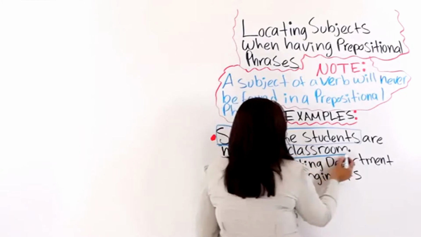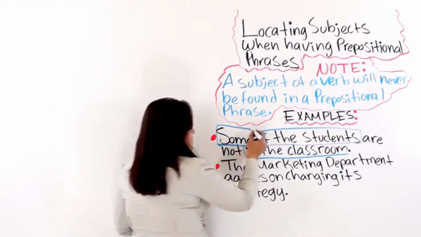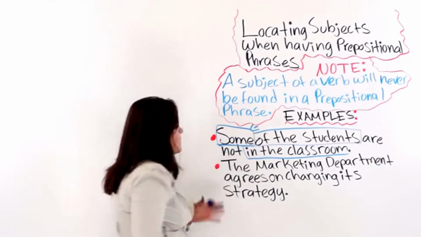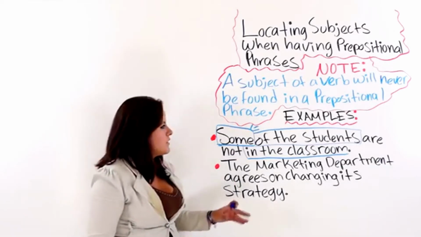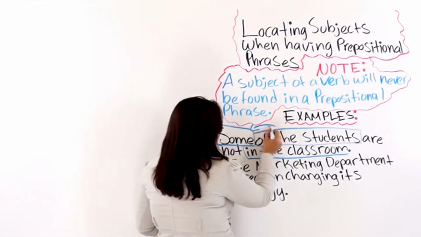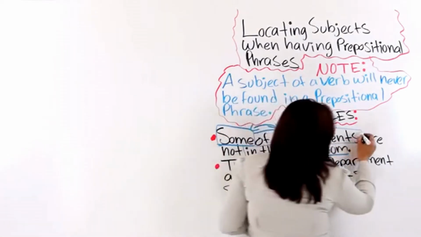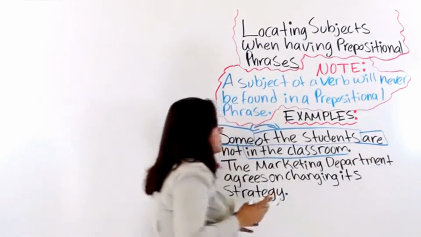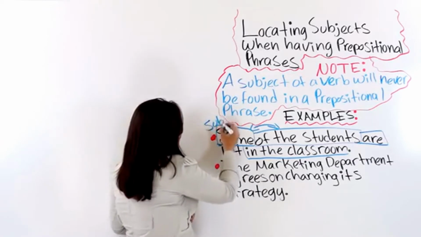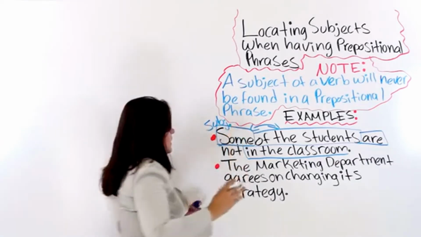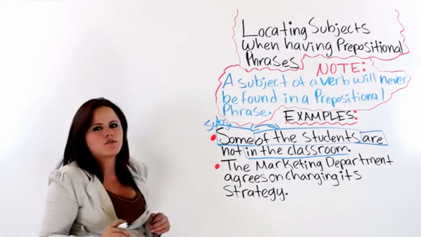We have another prepositional phrase, but the subject here is this indefinite pronoun, some, which can be singular or plural, but since it refers to the students, a plural noun, we must use a plural verb. Okay, so you can see that the verb agrees with its subject, which is the indefinite pronoun some. Okay, some of the students are not in the classroom.